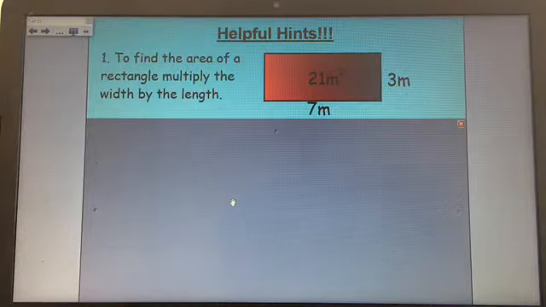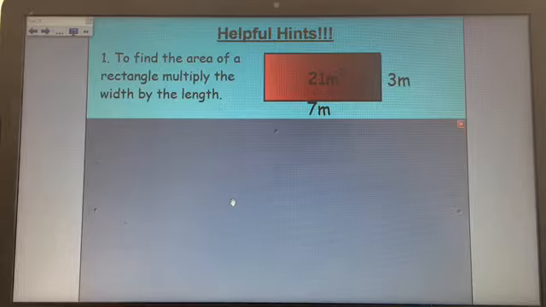The area is the space inside the shape, whereas the perimeter is the distance around the outside of the shape. So hopefully you've worked out that for the perimeter of this rectangle, you'd have to do 3 plus 7. Then on the other side, there's another 7, another 3. So add 7, add 3. If you add them all together, it would make 20 meters. You don't do meters squared for perimeter. You just do the unit of measure without the squared bit.